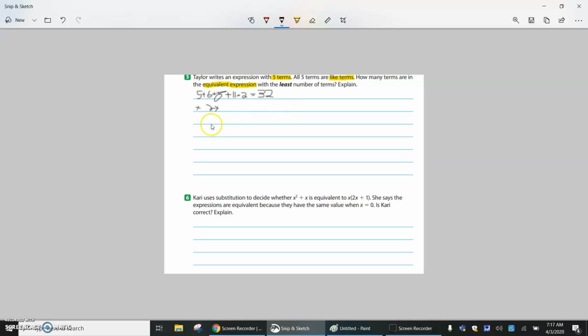Now, if I see that you used this example in your answer, then I'm going to know that you didn't even try. You just looked at my video. But you should really try it on your own. Okay. And so the way that you would explain this is that regardless of how many terms there are, if they're all like terms, it means that you can combine them. So the least number of terms would be 1 term because they're all being put together. All right, let's look at 6.